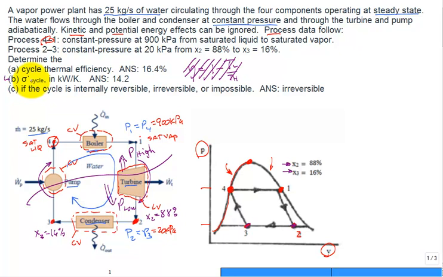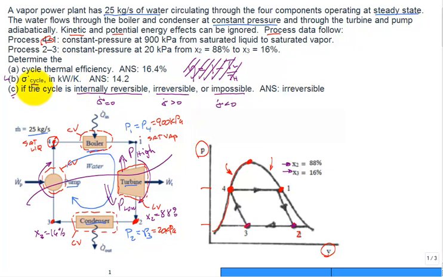That lines up very well with part C. It asks if the cycle is internally reversible or impossible. Well, if it's impossible, then sigma dot is less than 0. If it's internally reversible, sigma dot's equal to 0. And if sigma dot is greater than 0, it has some irreversibilities. All of these are for the whole cycle. Okay.